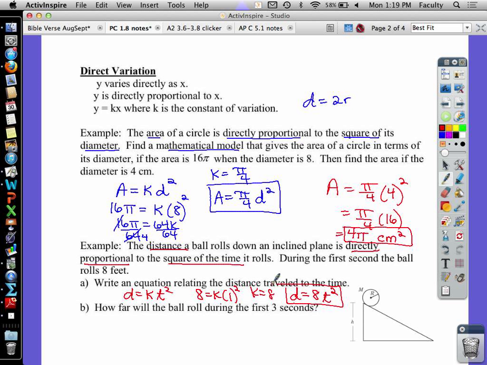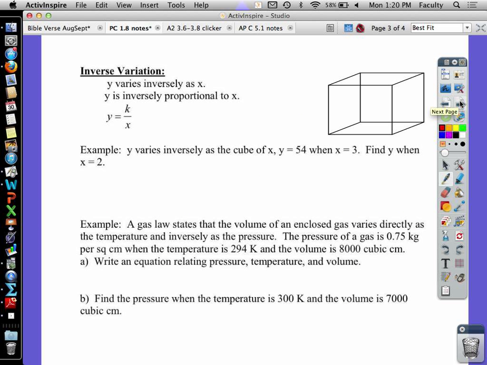Then it says how far will the ball roll. How far will the ball roll during the first 3 seconds? Remember your units, okay? On the quiz and test, I'm going to be looking for units. All right, so this is direct variation. Any questions? Remember this from last year? I think you even do it in Algebra 1.